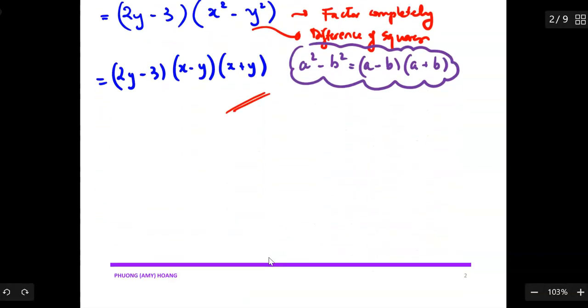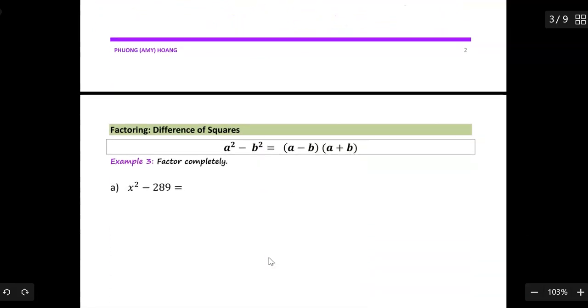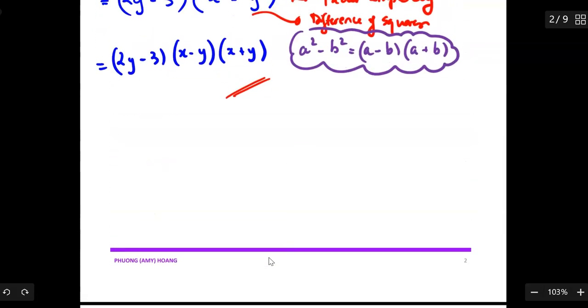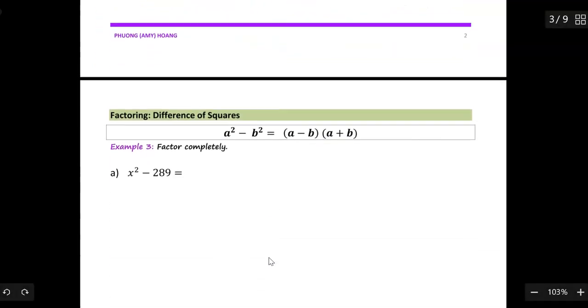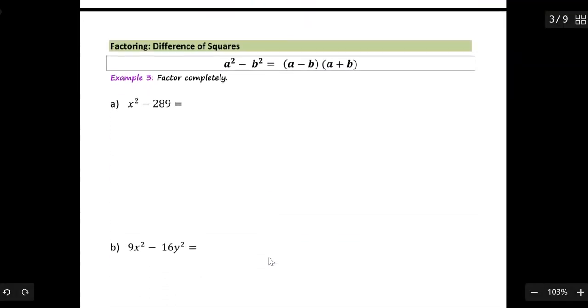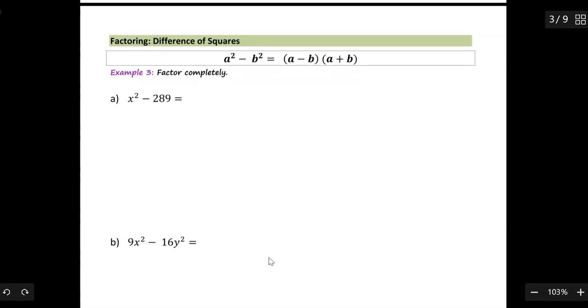Alright, so let's move on to the difference of square. So I introduced the difference of square for everyone here. So let's continue with factoring some expressions just involving the difference of square. Whenever you factor, and you have a square subtract another number or another square, then you should apply these formulas.